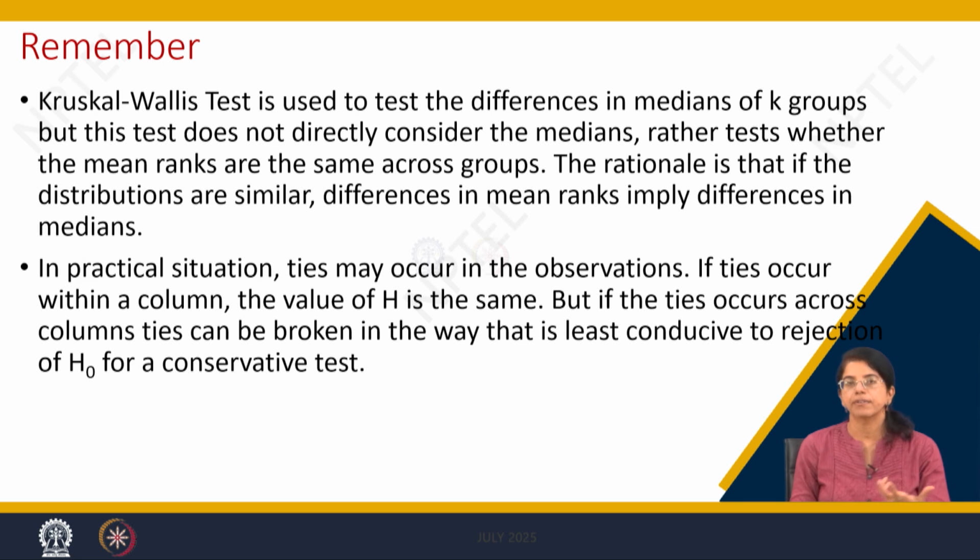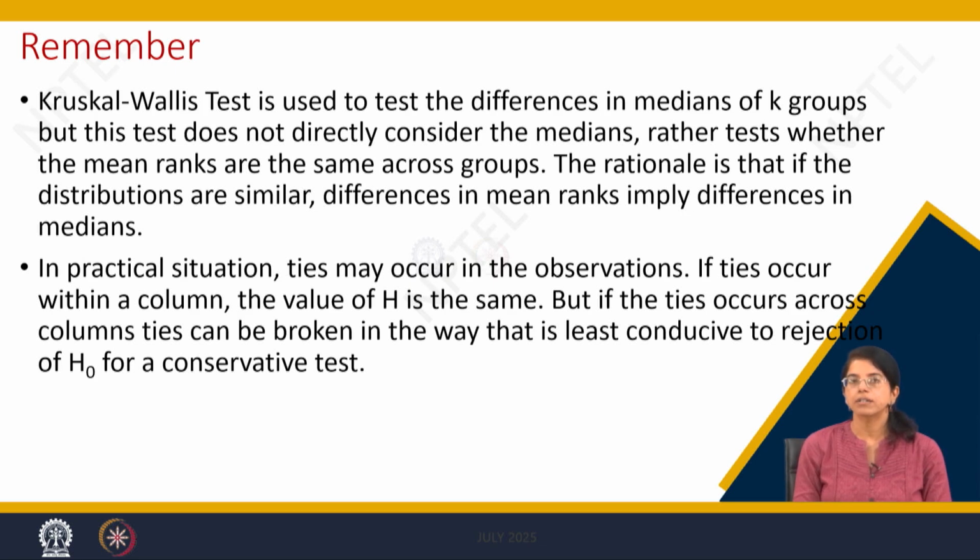Capital Ri is the rank of the sum. So, the rationale is that if the distributions are similar, differences in mean ranks imply differences in medians. So, they are synonymous, whether you are testing by medians or by mean ranks, right. In practical situations, ties may occur in the observations.